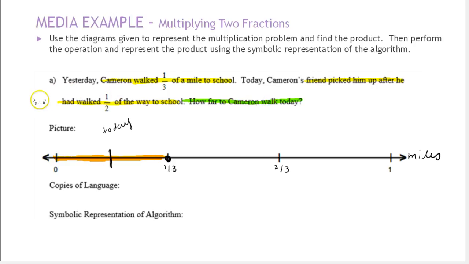Well, since we cut from 0 to 1/3 into two equal pieces to make a half, let's cut the rest of it into halves. And now we have 1, 2, 3, 4, 5, 6 equal pieces. So this is 1/6, 2/6 is the same as 1/3, 3/6, etc. So today, he traveled to this point, which is 1/6 of a mile.